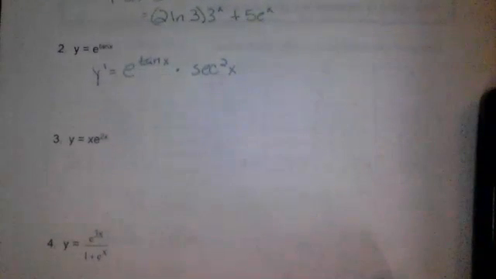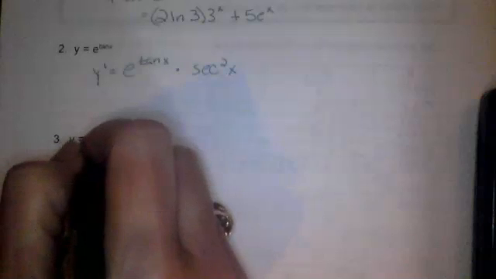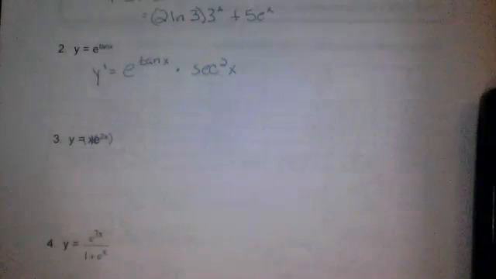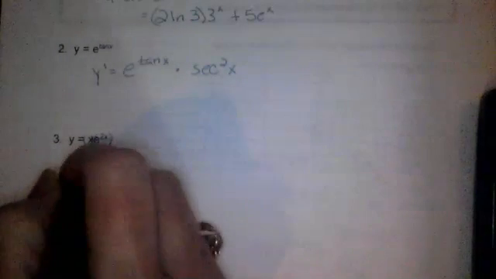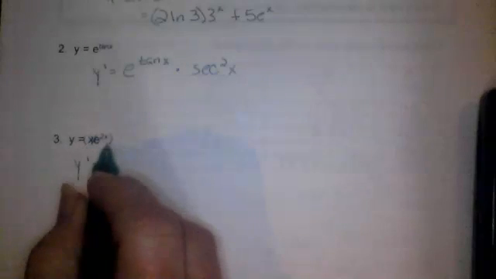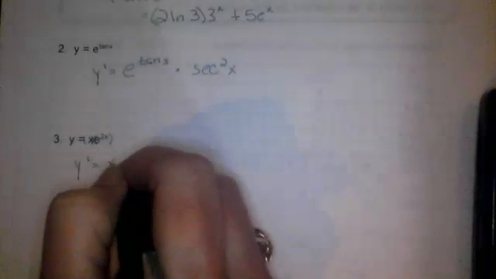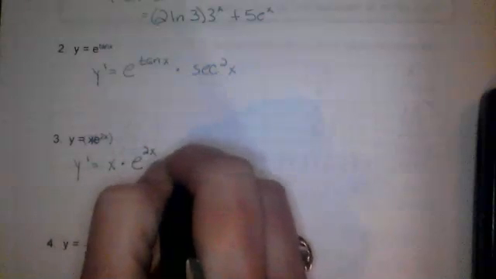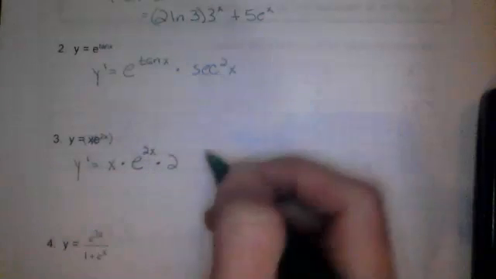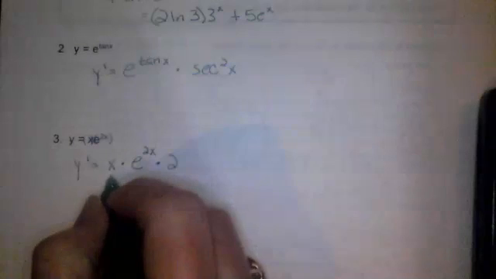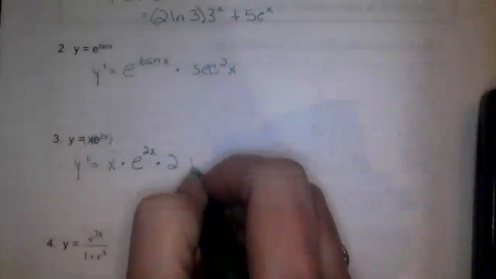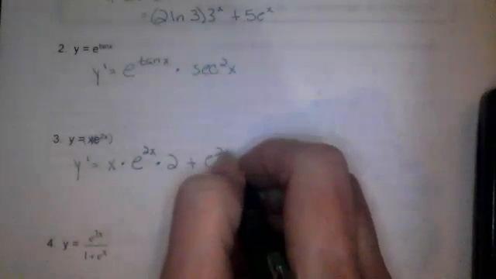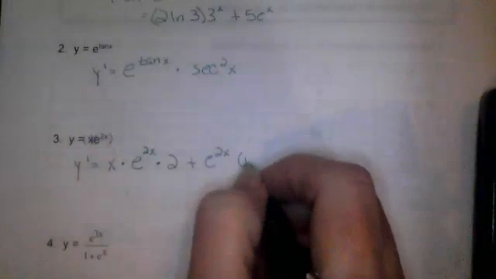For number 3, we're going to need to use the product rule. We have two separate functions here. So our derivative, first times the derivative of the second, plus second times the derivative of the first. So first times the derivative of e to the 2x, which is going to be e to the 2x, times the derivative of the exponent, which is 2. So first times the derivative of the second plus the second times the derivative of x, which is 1.